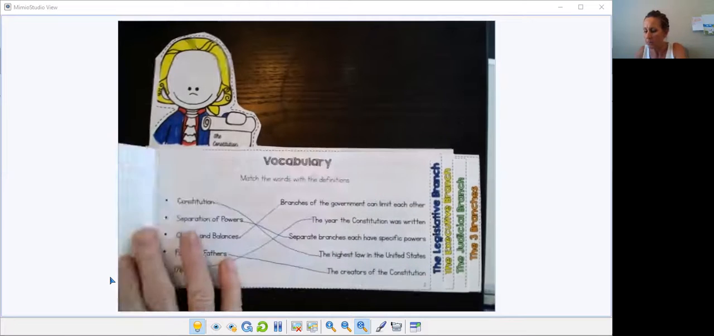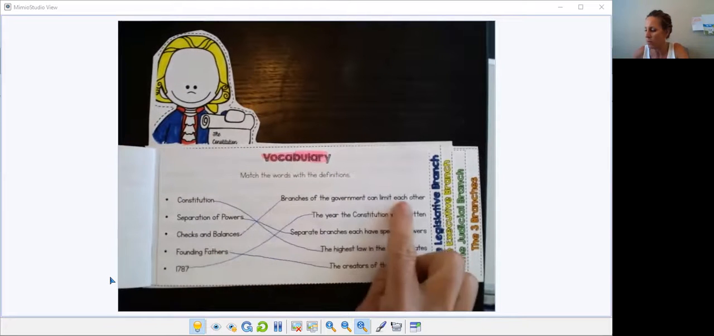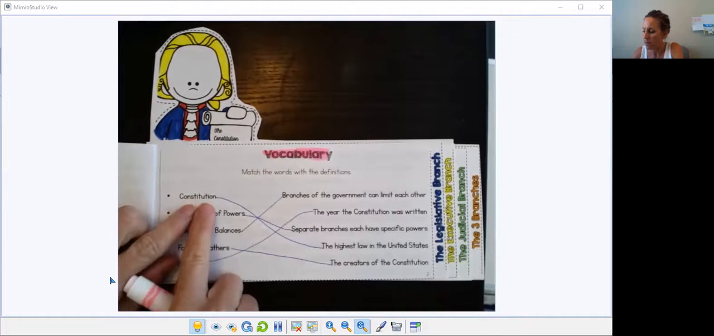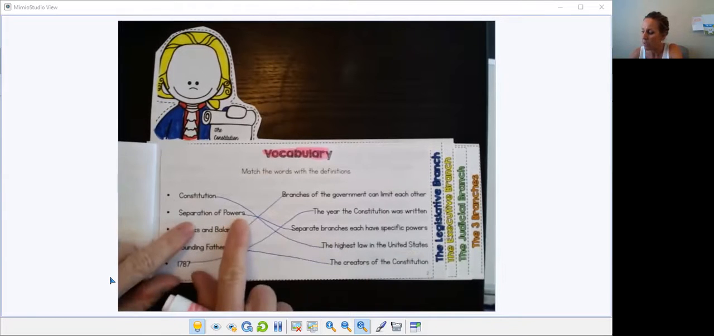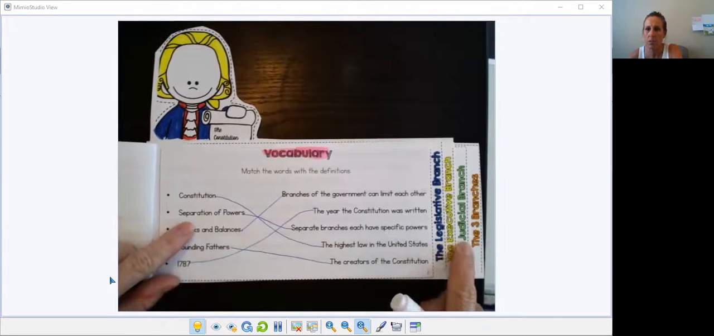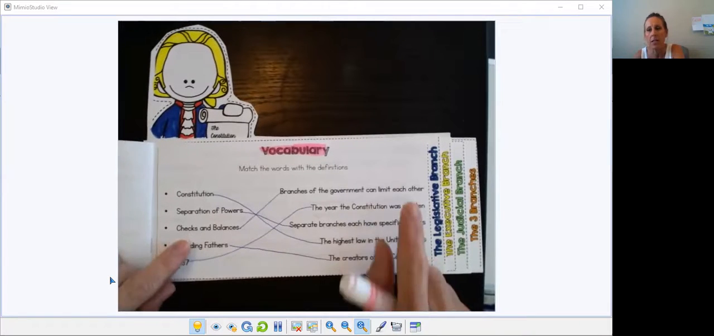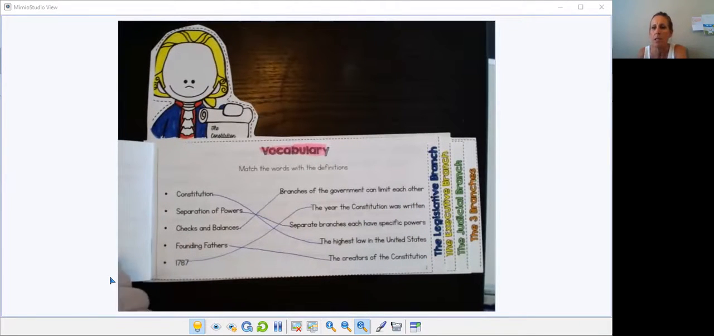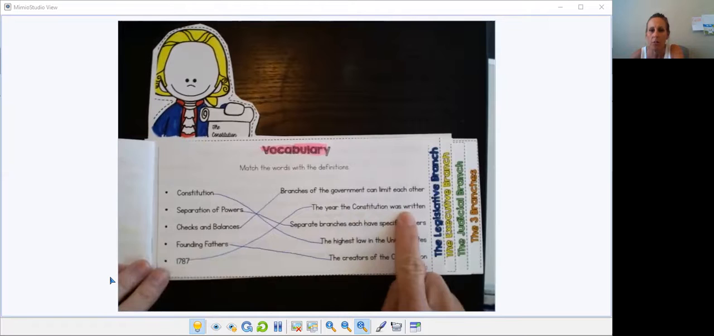So then you turn the page, and this is a vocabulary page from what you just read. Okay, so you're going to match the words with the definitions. So the Constitution. The Constitution is the highest law in the United States. And you will hear that when you watch one of the videos that talks about the Constitution. Okay, the separation of powers. Separate branches each have specific powers. So the legislative does something, the executive does something, and so does the judicial. Okay, checks and balances. Branches of government can limit each other. Remember I said they can check in on each other to make sure one isn't abusing their power. The Founding Fathers, the creators of the Constitution. 1787 is the year the Constitution was written.